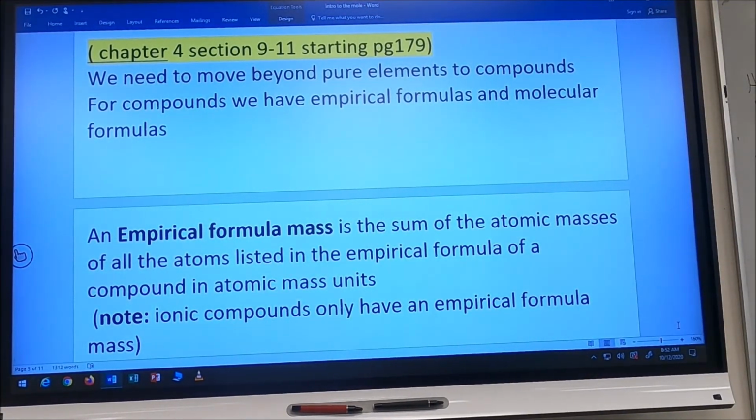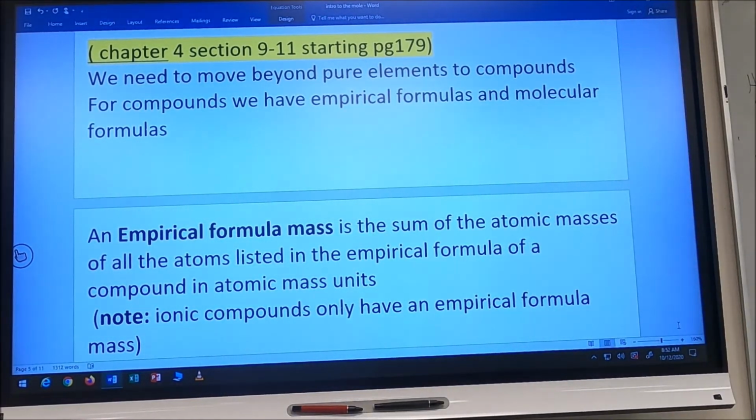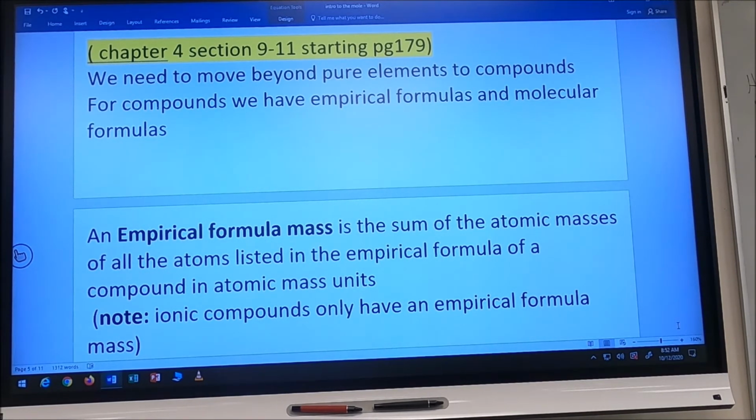Okay, sections 9 through 11. Starts on page 179 in your textbook. So, let's talk about formulas for a minute. Empirical formula, molecular formula to begin with.